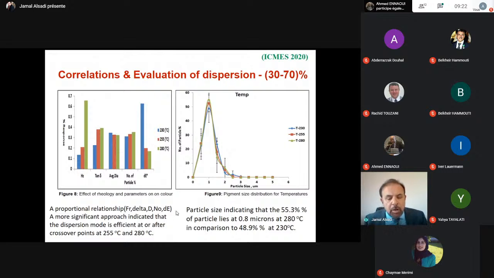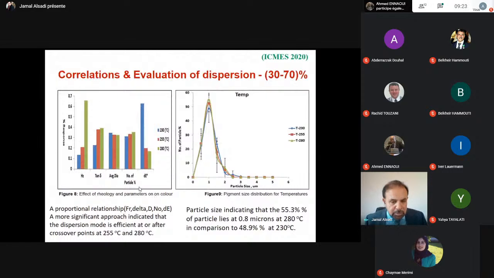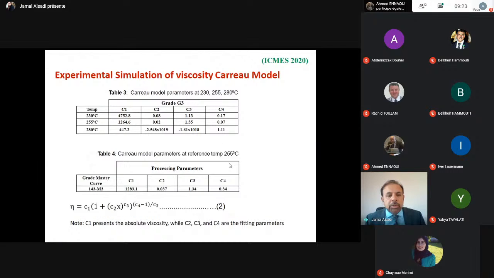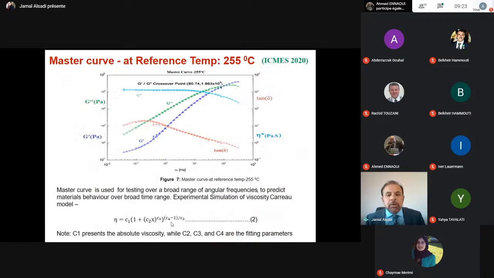So now we are approaching the end, with the more important slides. Here is this diagram, and this shows almost the result of all our work. What is this? This is the graph of the pigment size distribution with the effect of temperature. You remember we did the effect of 3 temperatures, right? We found that 255 or 280 gives the best color, right?